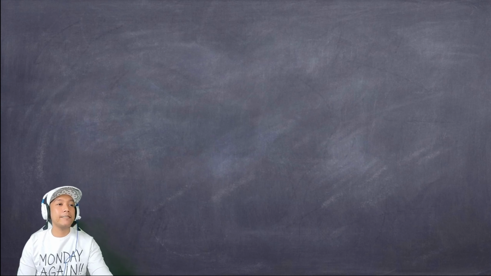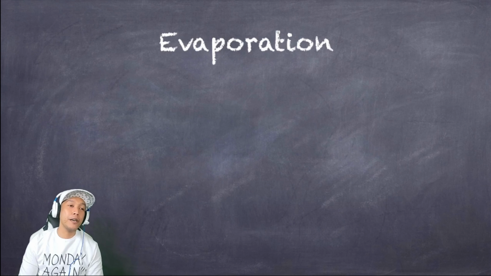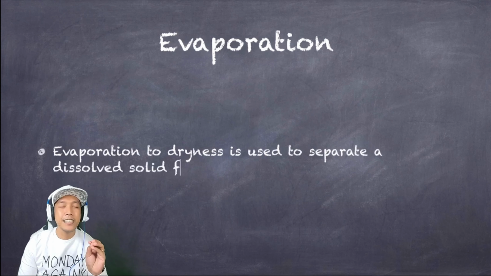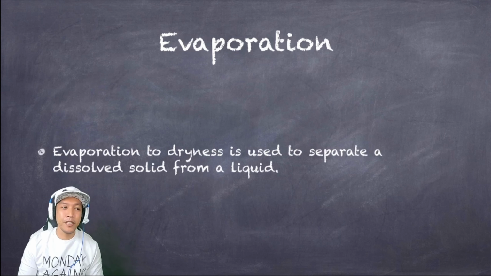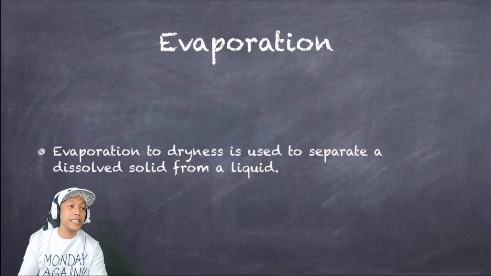Next, we have evaporation. So, evaporation, another simple way of separating mixture. Evaporation is to dryness, used to separate a dissolved solid from a liquid.